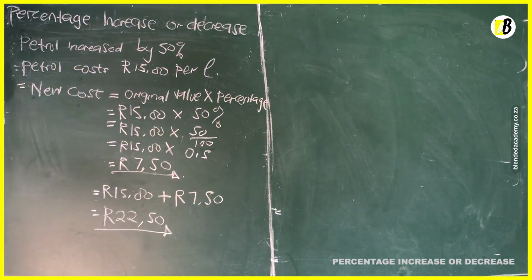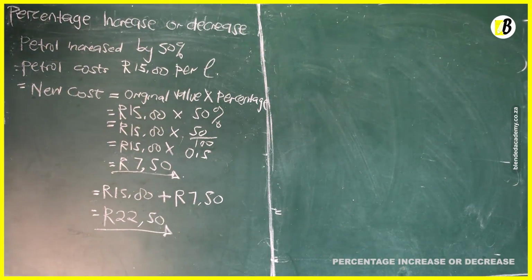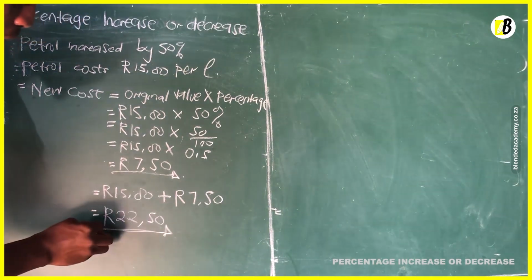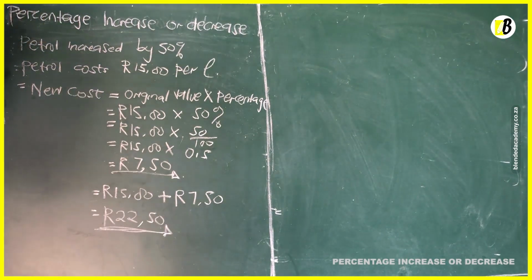You can see on your calculator that it gave you 22.5. So the monetary value has to be rounded off to 2 decimal places. So this is our final answer. We have answered the question of what is the new cost if the petrol price increased by 50% with the original cost of 15 Rand per liter. So that is our final answer.